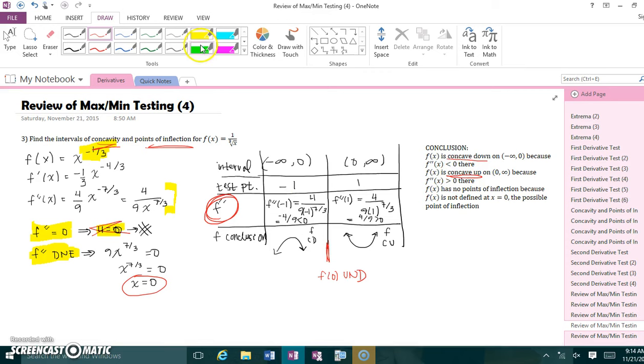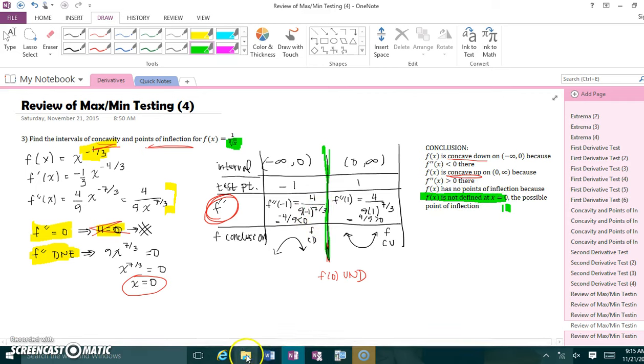Now, you might be thinking, oh, there's a point of inflection right here because I go from the second derivative being negative to positive. But right here, my second derivative wasn't 0. My second derivative didn't exist. And if you look right here, I can't say anything about when x is 0 because 0 isn't defined in my original function. The function is not defined here, so I can't say there's a point of inflection there.